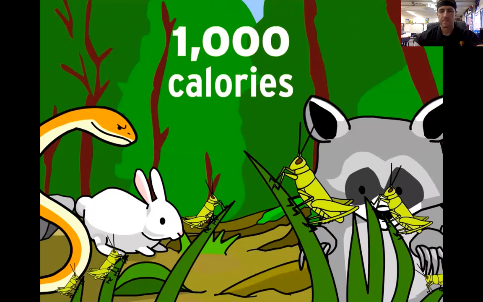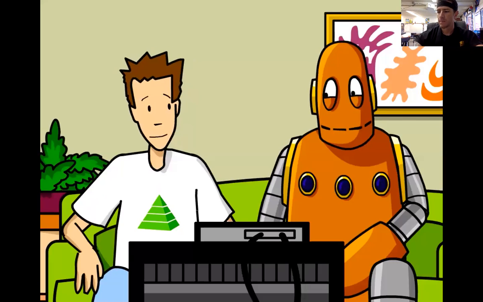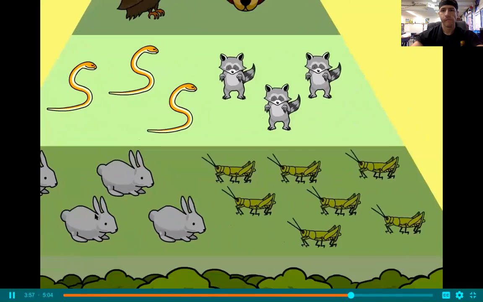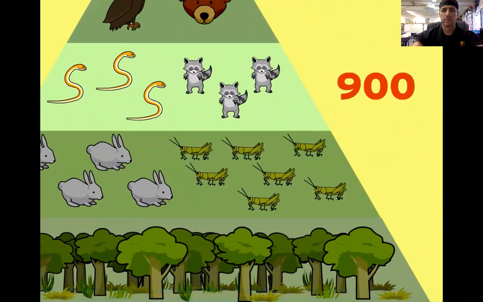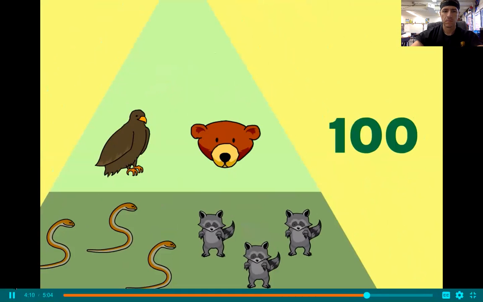That means there are going to be way fewer snakes and raccoons than rabbits and grasshoppers. See where this is going? Right. If the carnivores eat all of the primary consumers, they'll gain 1,000 calories of energy. They'll use up 900 calories and store 100 in their bodies. So, for the top predators, that square meter of forest only yields 100 calories per year.